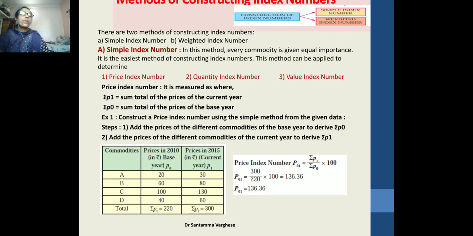We are going to the next slide. So again, while going to the next slide, just see that in this slide we studied about the method of constructing this index number. There are two methods which are there: simple index and weighted index. We are studying now what? Simple index. In simple index, what are there? Three methods are there: price index, quantity index, value added index. Now we calculated what? Price index.